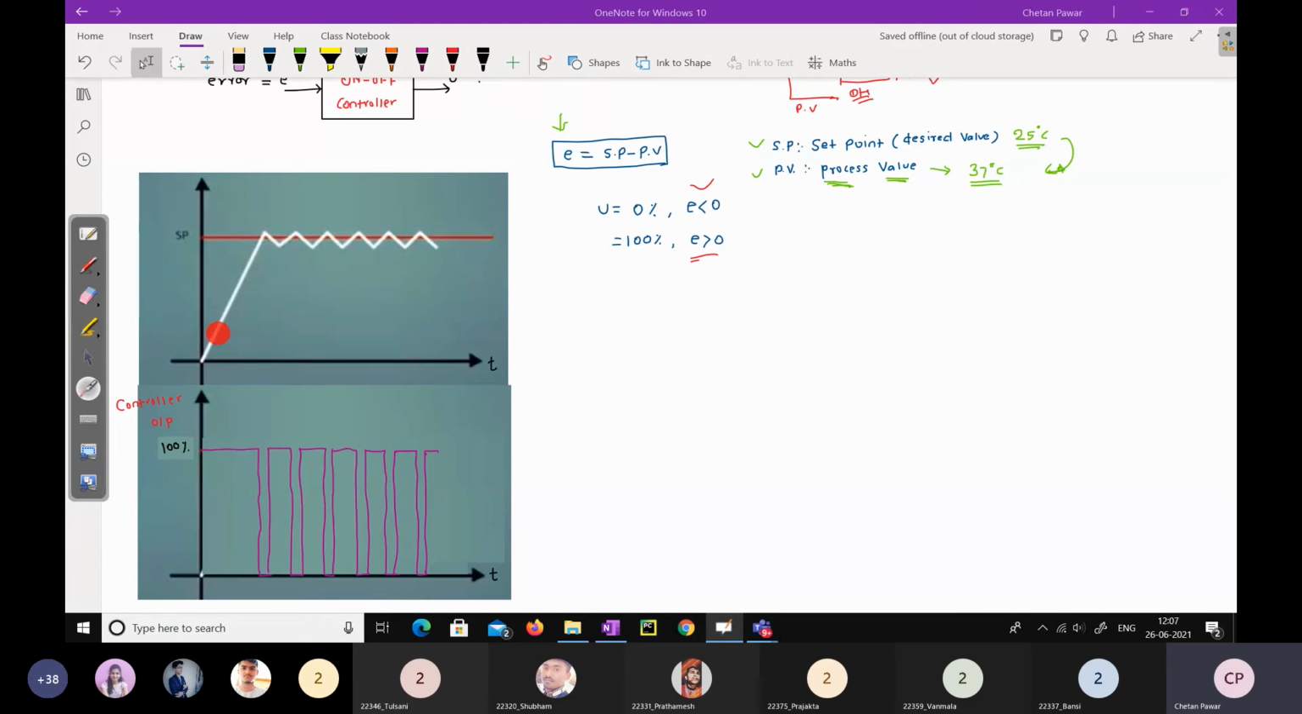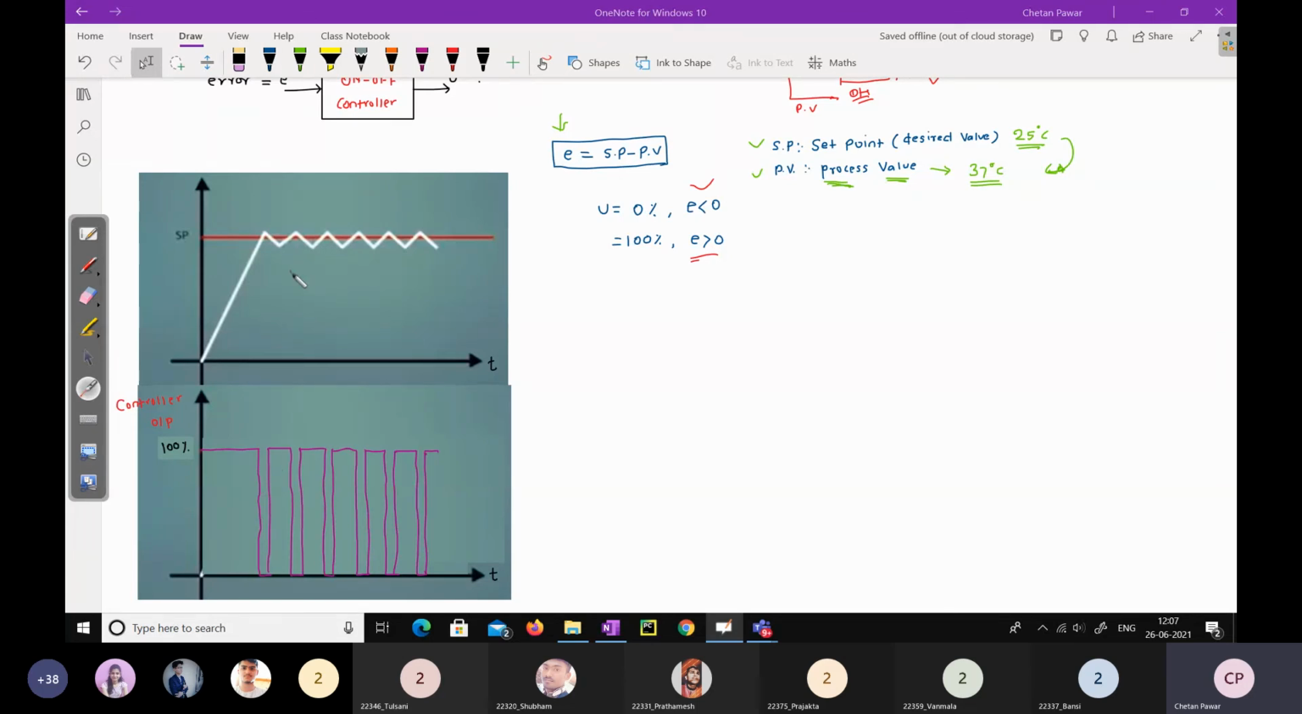And the white color waveform you are seeing now, this waveform is my process value, and it is changing, right? So in this condition, when the process value is greater than the set point, the error will be less than 0. That time the system output will be 0%.